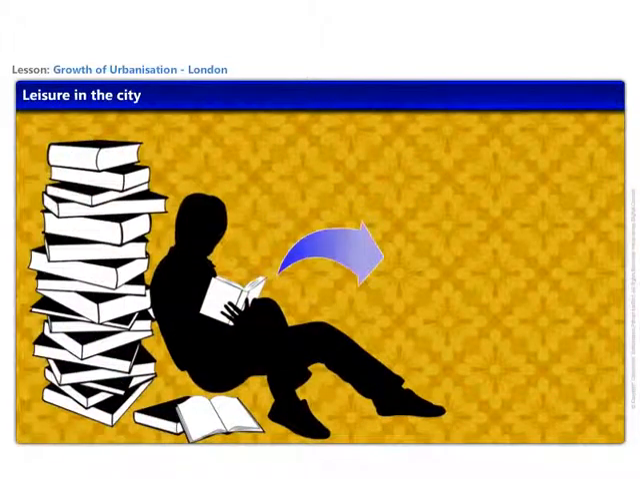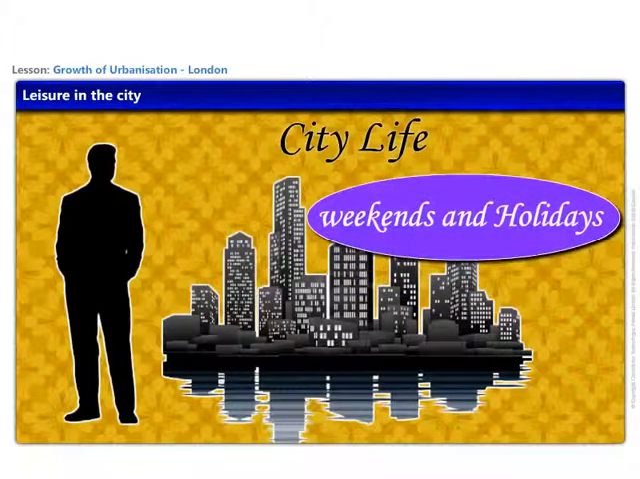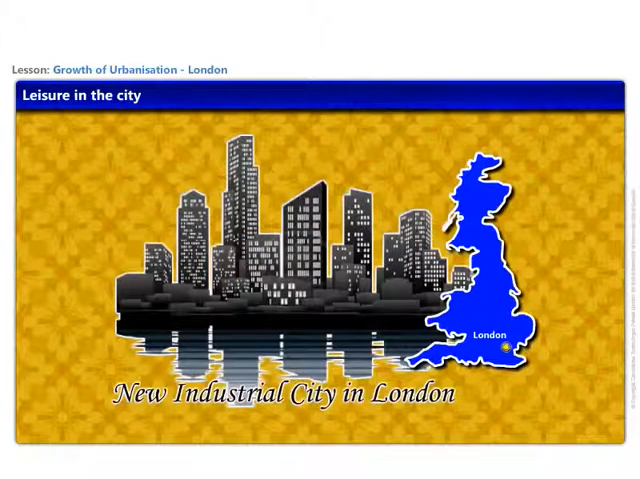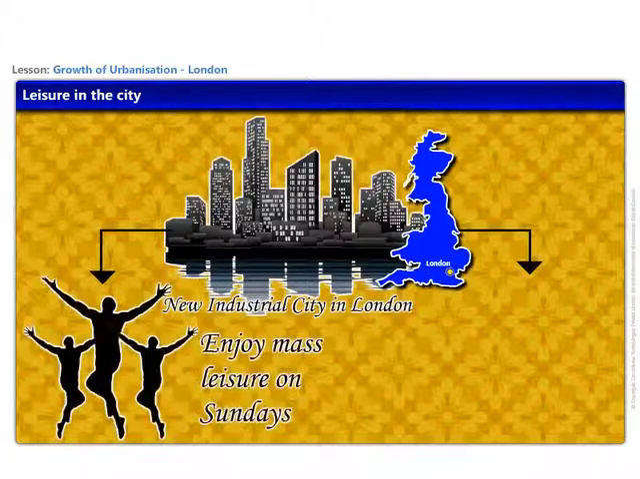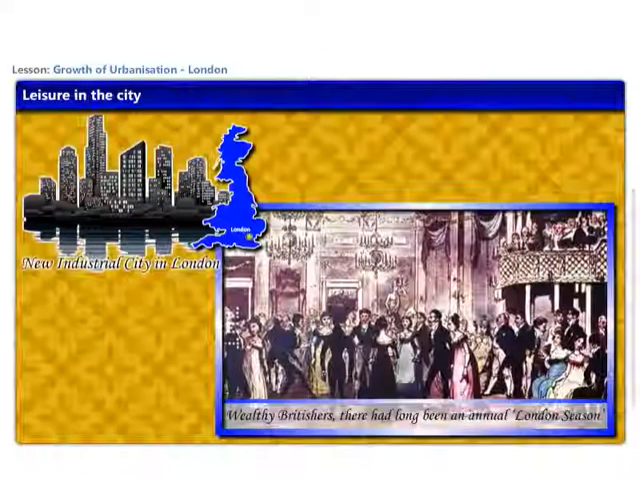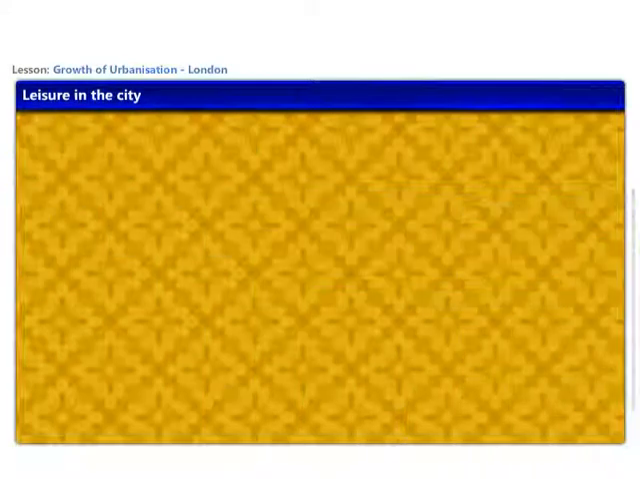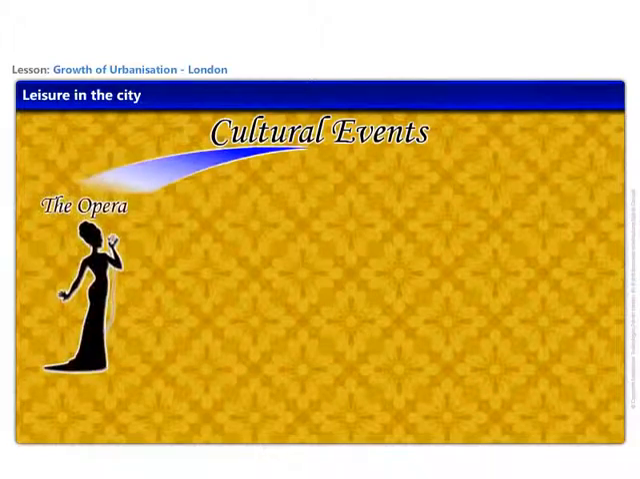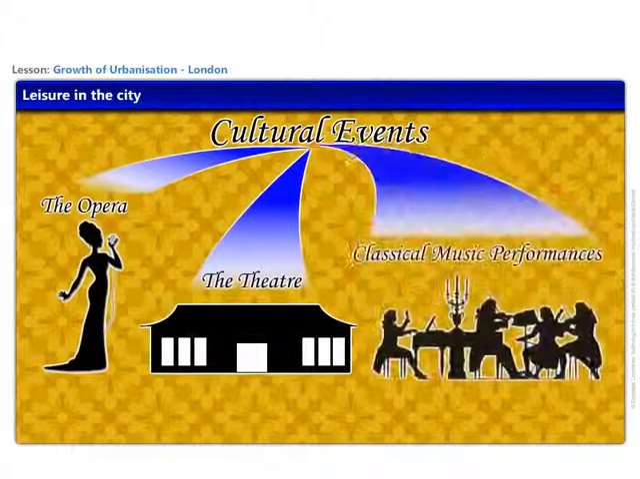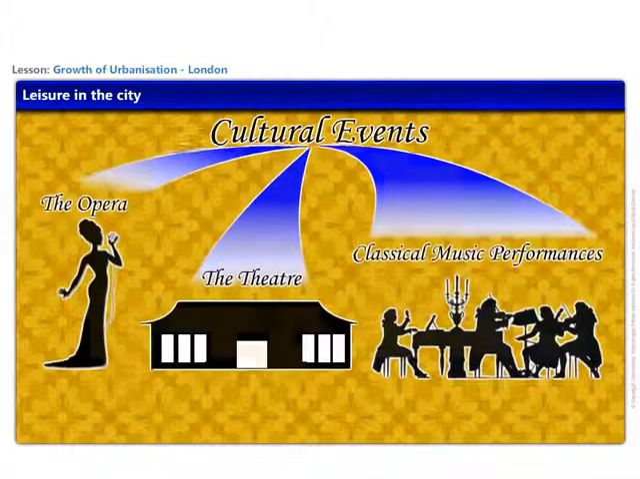Now, let us look at another aspect of city life. Assuming you live in a city, what do you usually do during weekends and holidays? The new industrial city in London, too, provided opportunities to enjoy mass leisure on Sundays and other common holidays. For wealthy Britons, there had long been an annual London season. Several cultural events, such as the opera, the theatre, and classical music performances, were organized for the elite group.